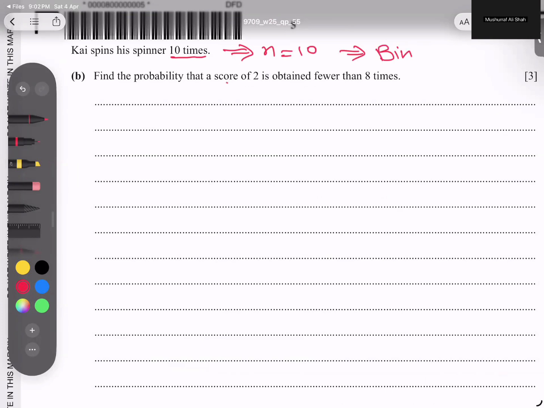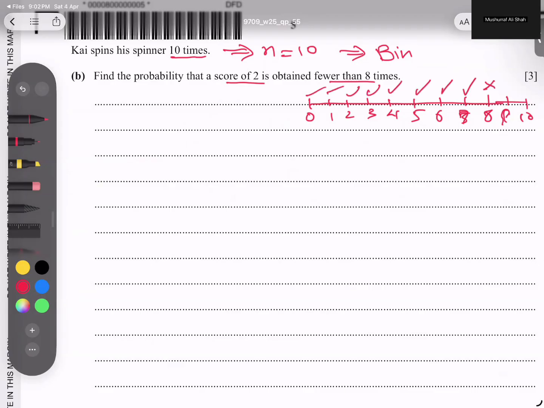Find the probability that a score of 2 is obtained fewer than 8 times out of 10 total. If I show a number line 0, 1, 2, 3, up to 7, 8, 9, and 10, just for the sake of understanding, this is not compulsory. So he's saying out of 10, fewer than 8. Fewer than 8 means I'm looking for 7, 6, 5, 4, 3, 2, 1, 0, all. But I don't need 8, 9, and 10. And do you know the sum of all values is equal to 1.